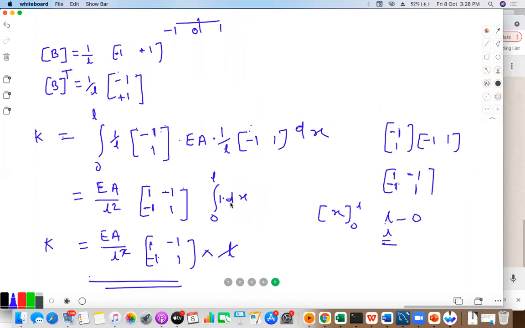Is it clear to you? Any doubt in this? Aniket, Kunal, Ramesh.